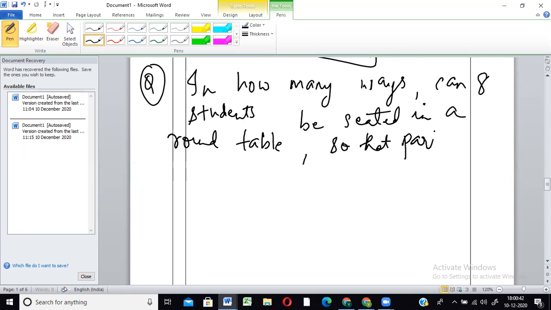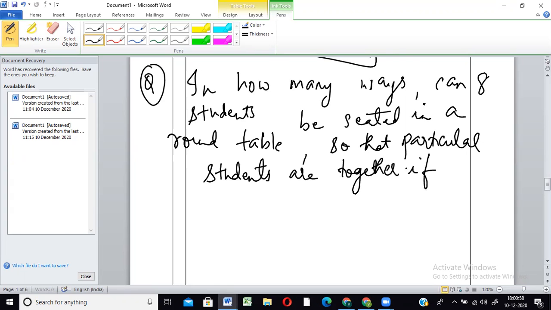So this is somewhat similar to that example we had done last time, where, for example, two particular books are always together. Likewise, two particular students are together if students are seated with respect to each other.